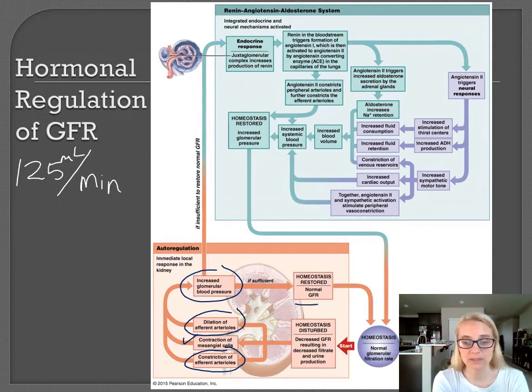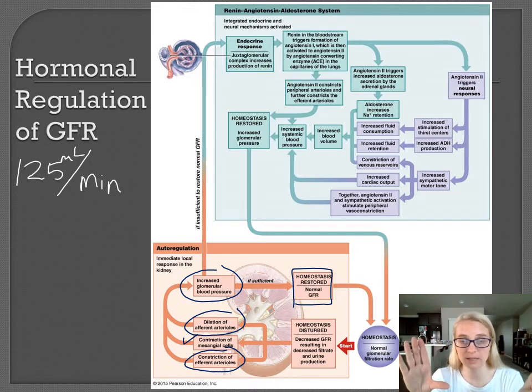And that will help us increase our GFR to get us back up to that net 10 filtration pressure, because that's going to maintain our 125 mils per minute. And if we can keep the afferent open and the efferent constricted, that's going to help maintain a GFR. If that's not enough, right, with autoregulation, we try to do the local control first.